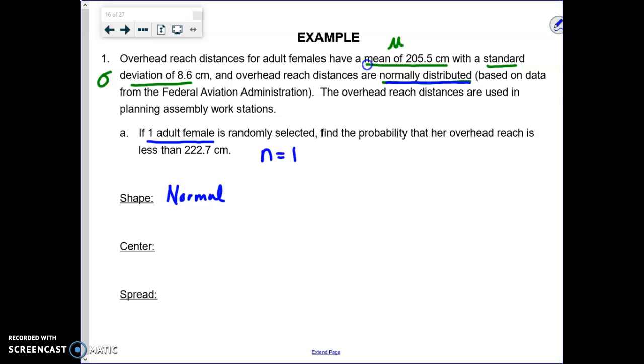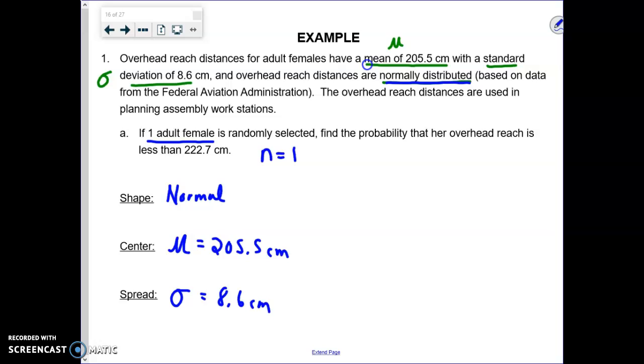Now we're looking at the center. Since we're only looking at a single individual, the center of this distribution of individual females would be the population mean, which is 205.5 centimeters. And then the spread. Again, since we're only looking at one female from the population, the spread will be the population standard deviation, which was given as 8.6 centimeters.